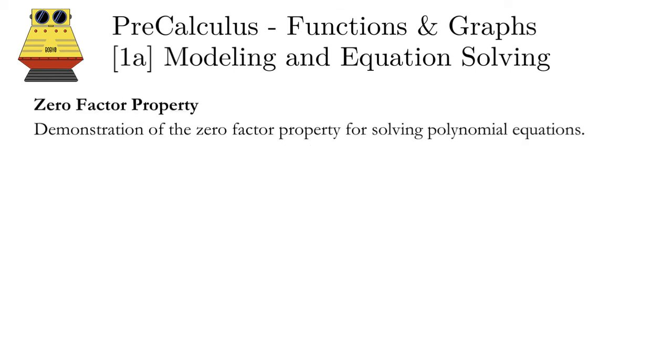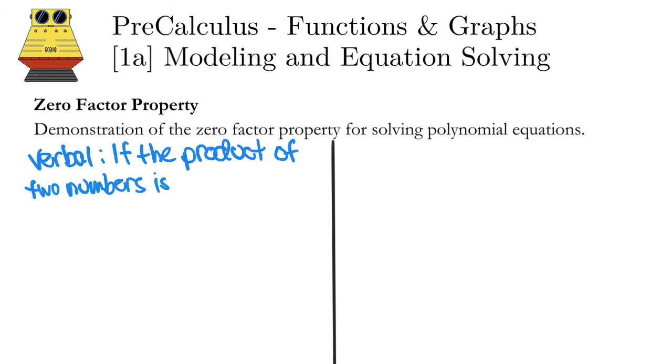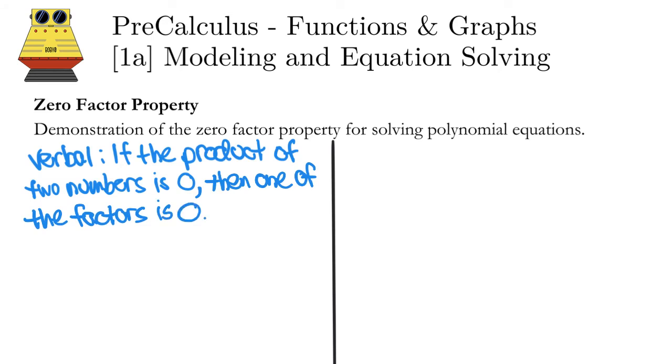The zero factor property is the last thing I want to talk to you about. And let's split this section up into two parts, a left half and a right half. On the left half is basically the definition of zero-factor property. The verbal piece says if the product of two numbers is 0, then one of the factors is 0. If those two numbers multiply by each other is equal to 0, one of them must be 0.